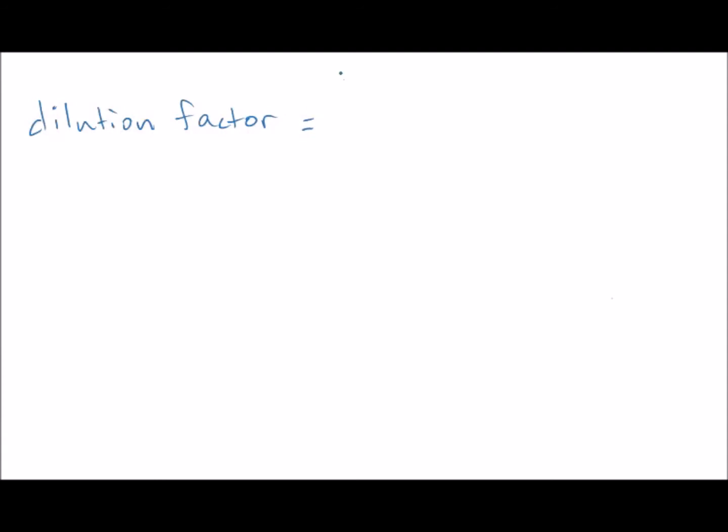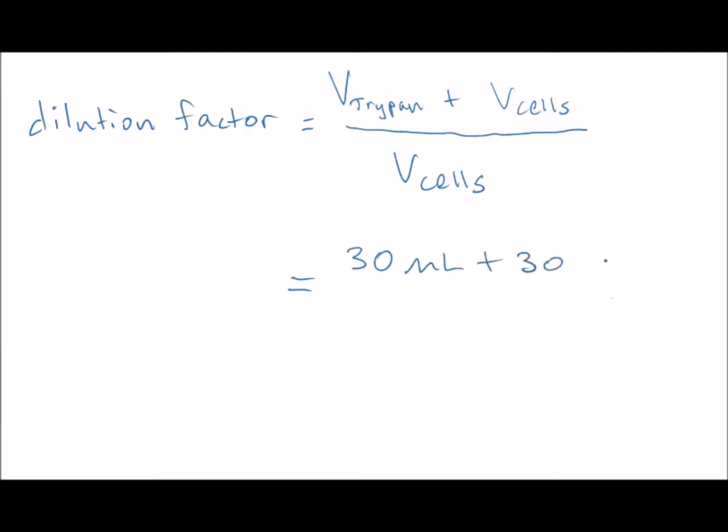This is the amount by which the original cell suspension was diluted by the trypan blue. In today's case, the trypan blue and the volume of cells was equal, so we had 30 microliters of trypan blue plus 30 microliters of cells over 30 microliters of cells, giving us a dilution factor of 2.